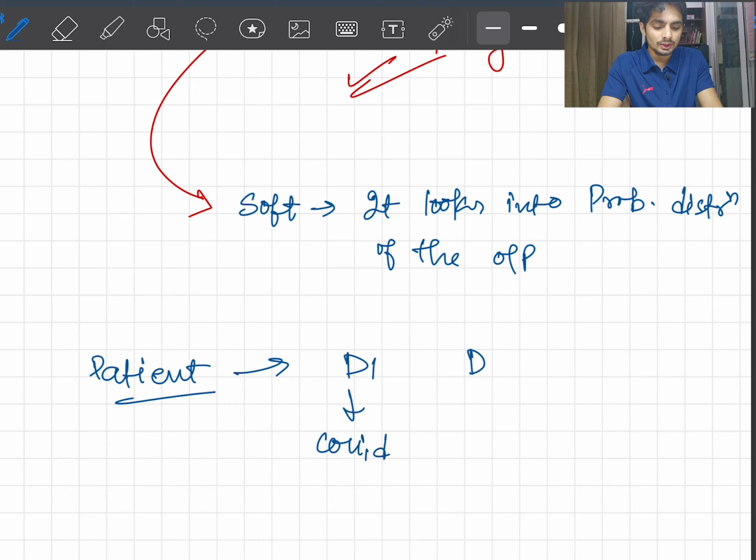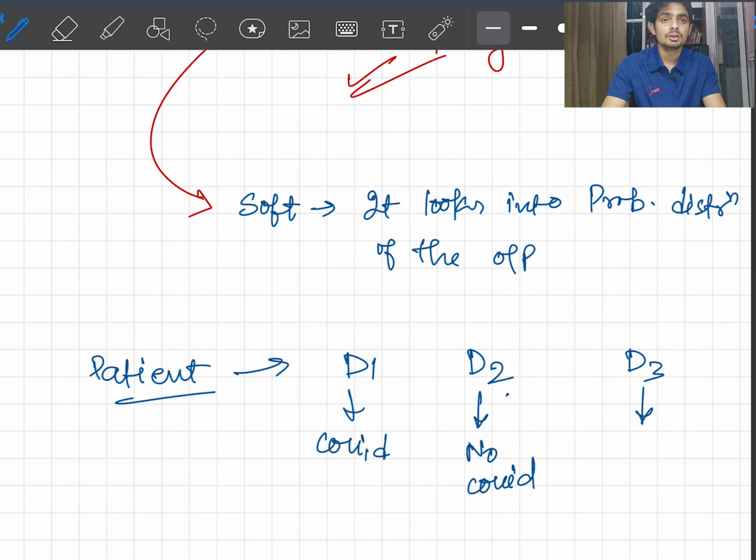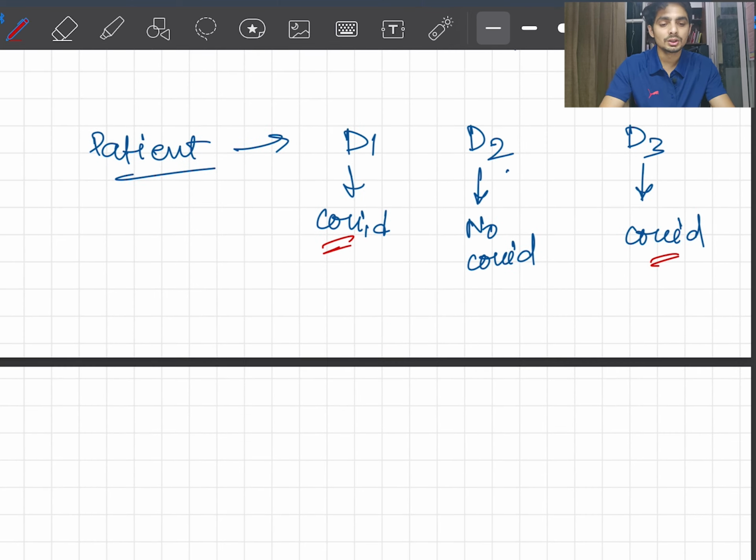But you are not satisfied, you can't trust a single doctor declaring COVID. You go to Doctor 2, who says, okay, you don't have COVID. In order to take a final decision, you go to Doctor 3, who says you have COVID. Now what is the final output I should take? In case of majority voting, I got COVID in two predictions, so that is the final conclusion: yes, I have COVID.